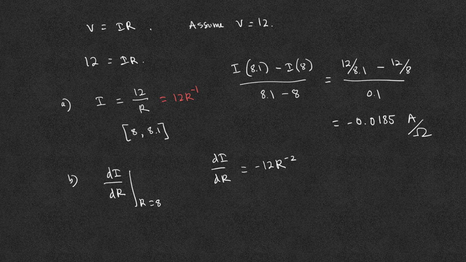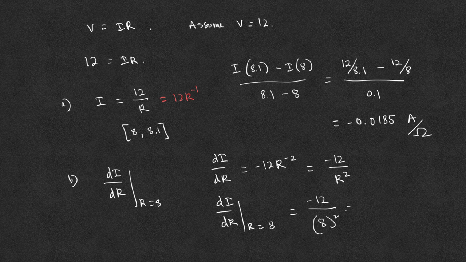So using the power rule, we get 12 times negative 1 is negative 12. Lower the power by 1. Simplifying this, we get negative 12 over R squared. And then we evaluate this derivative when R equals 8. Plug 8 in for R into the derivative to get negative 12 over 8 squared. This is negative 0.1875, and the unit is still amperes over ohms.